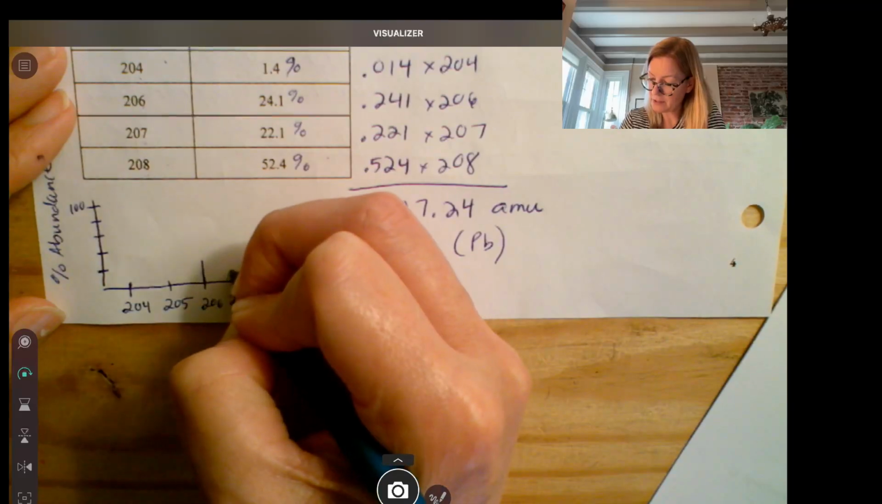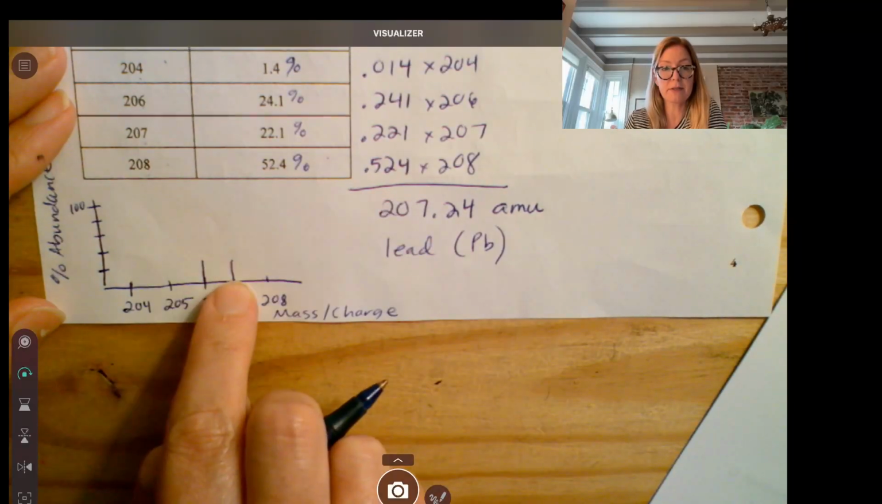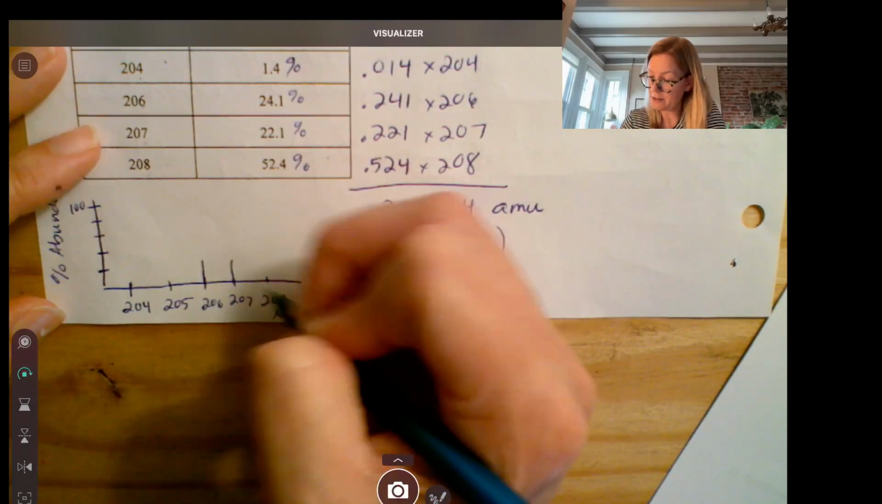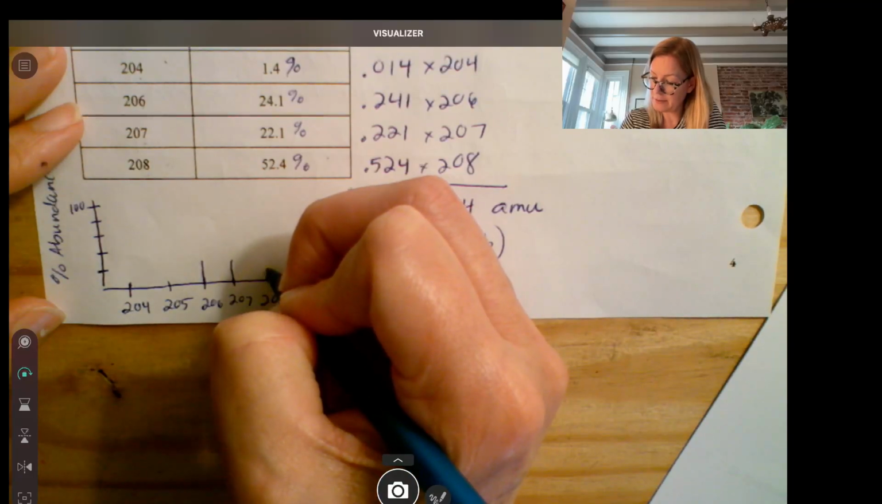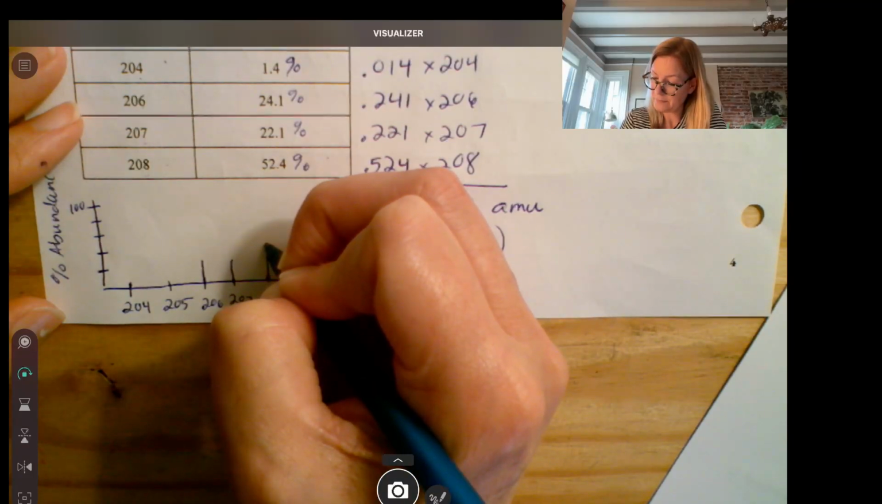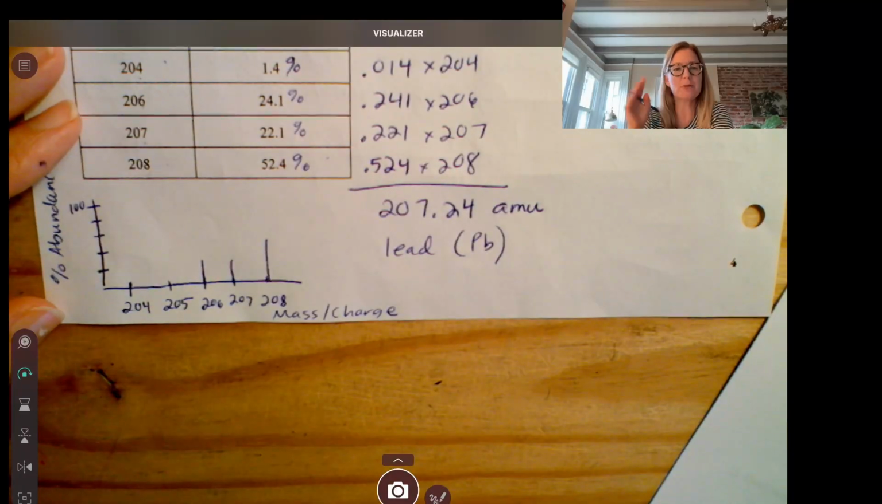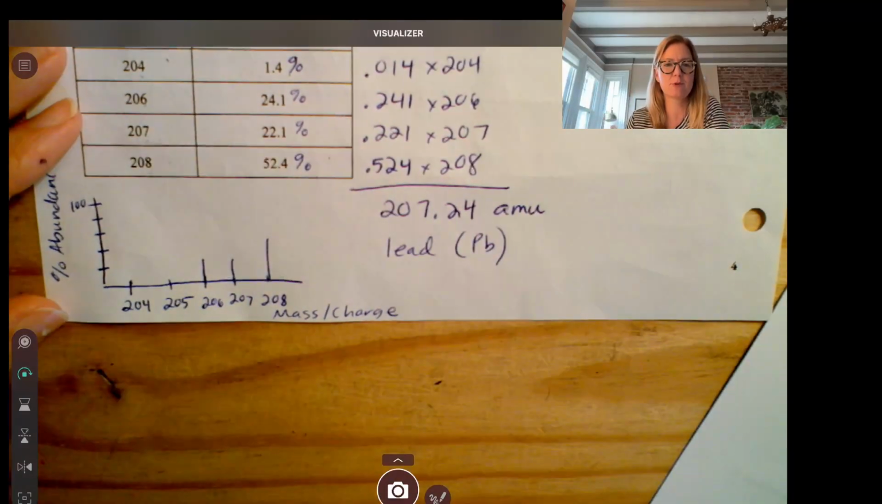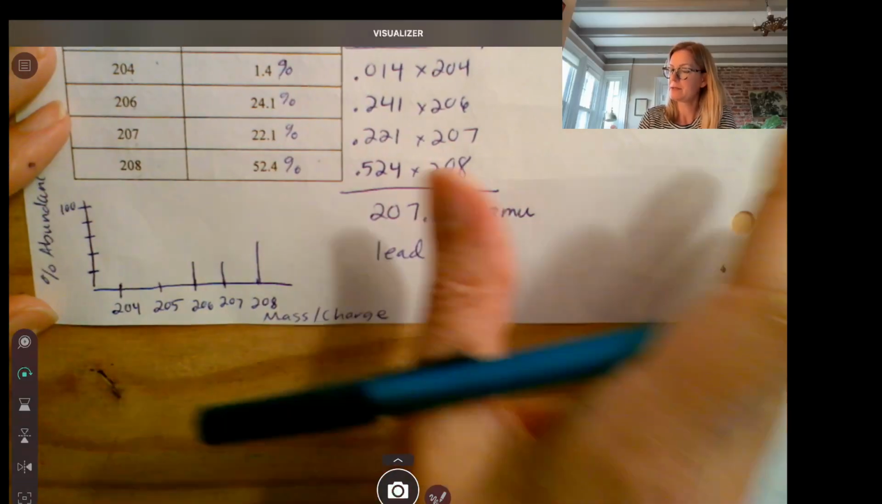207 should be a little bit past 20, but not quite as tall as the first one. And then the 208 should be about halfway between 40 and 60, like that. Okay, don't sweat it. It doesn't have to be perfect. Just draw a little rough graph. Okay, so it's easy as that.